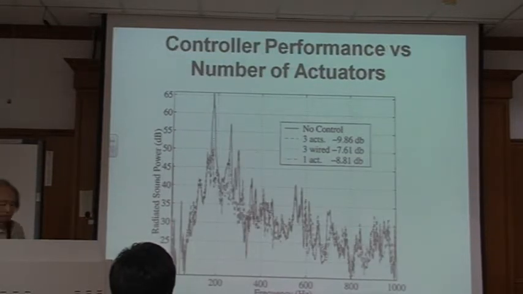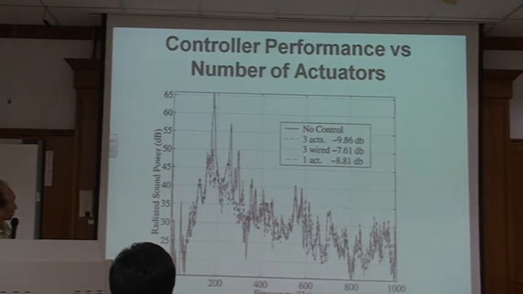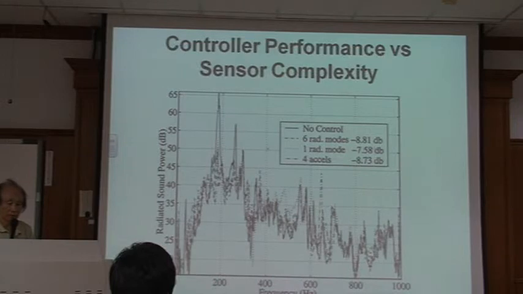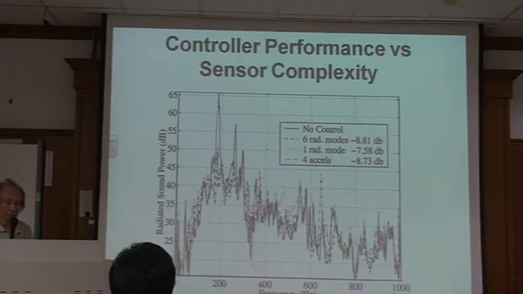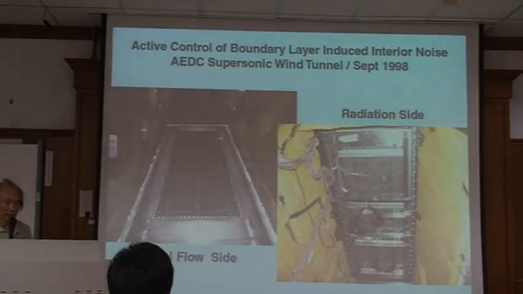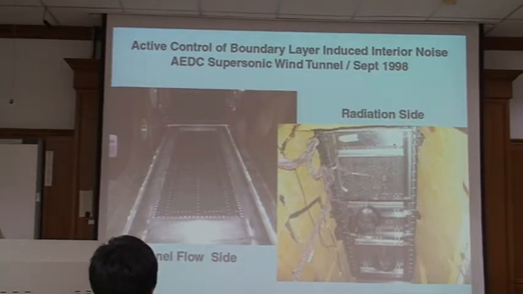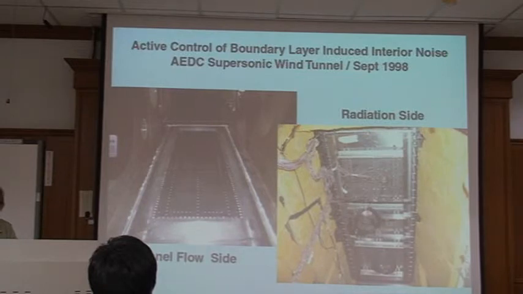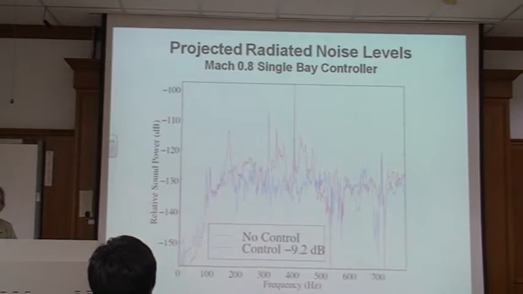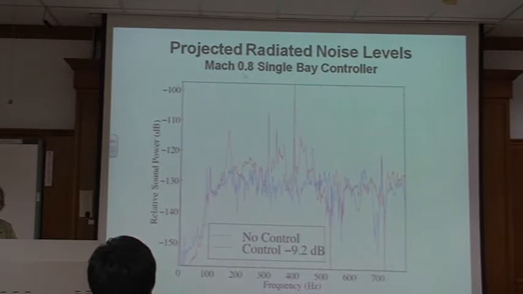Okay, no control. With no control, this is what happens here. Alright, this is how the controller performs. If you apply control, then this peak can be brought coming down. Okay, and then there are some experiments that were done in 1998 in the high-speed wind tunnel. This is supersonic. So you can see this is Mach 0.8.